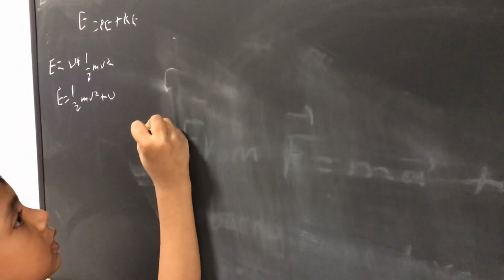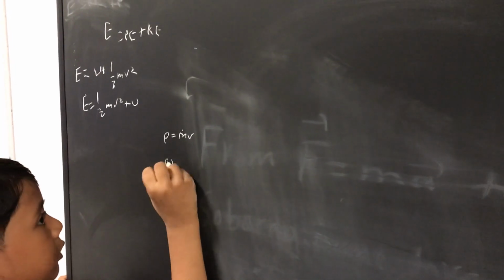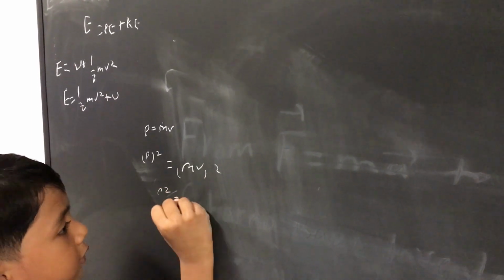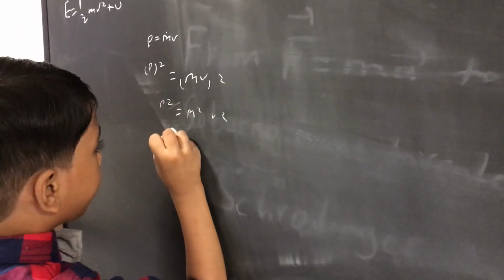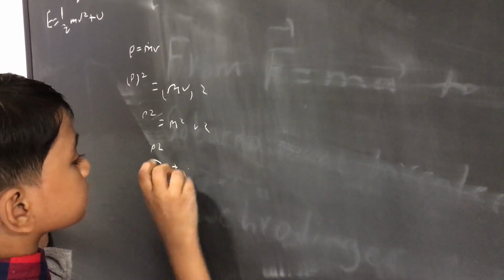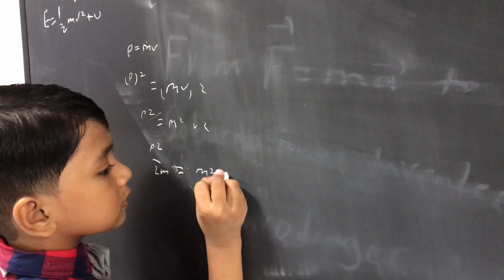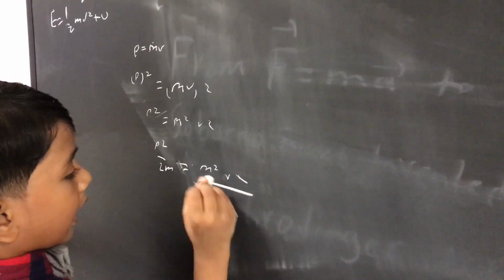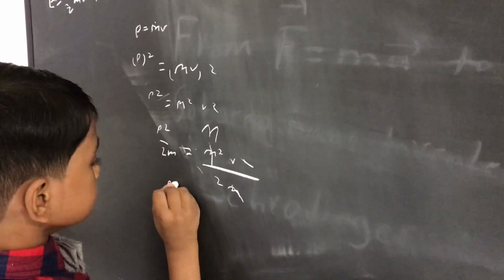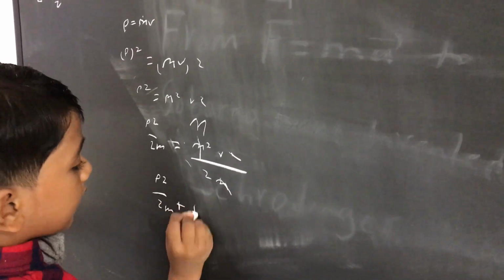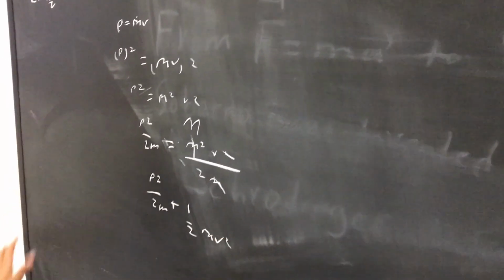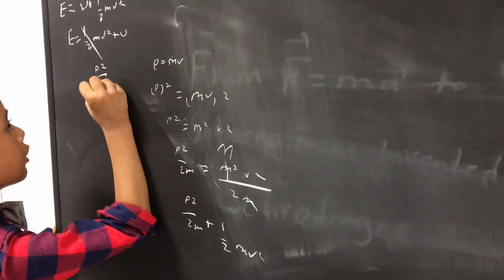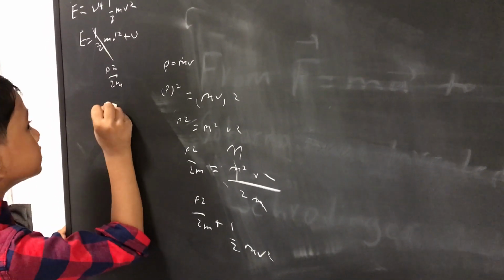Okay, so let's square both sides first. P squared is m squared v squared. Now divide both sides by 2m. So p squared over 2m is half mv squared. Okay, so we're going to replace half mv squared with p squared over 2m. We'll see why, okay?